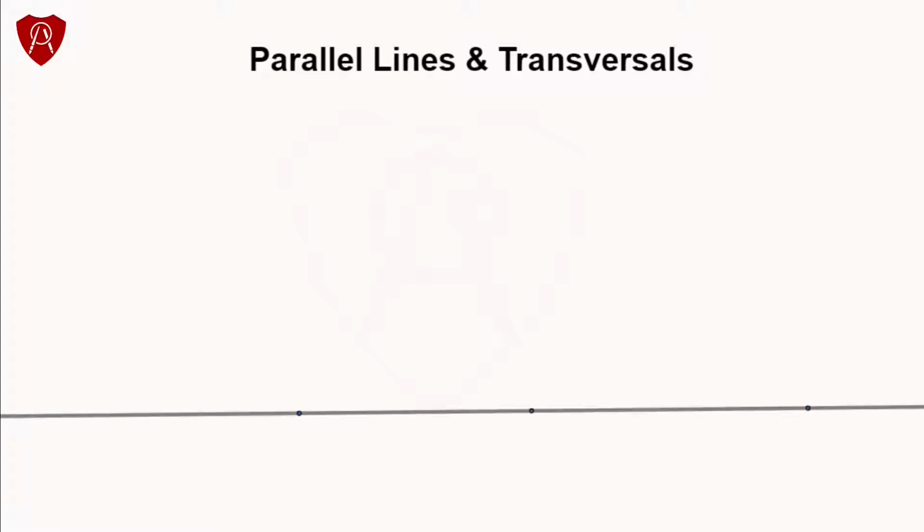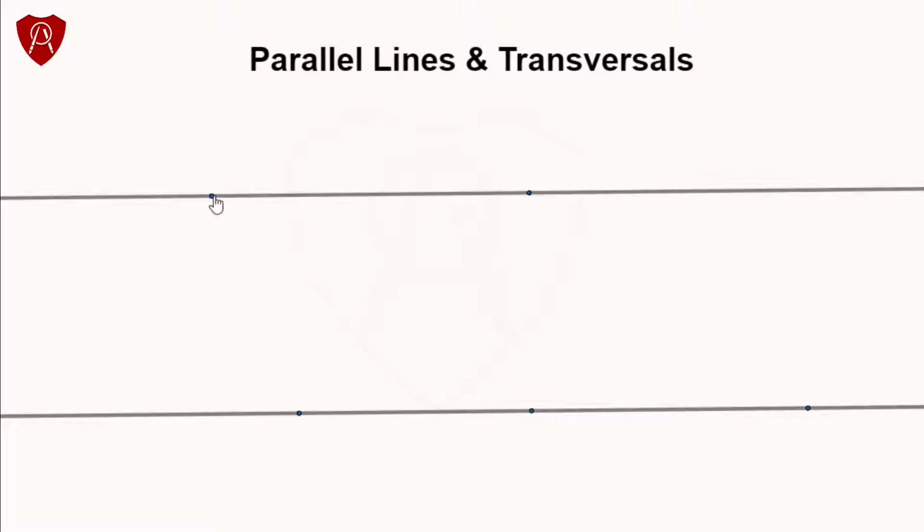This geometry video takes a detailed look at the angles formed by a pair of parallel lines and a transversal. We would like to refresh our memories on those two key words. Let us start by drawing a straight line across. A line which is parallel to this one is also drawn out there.